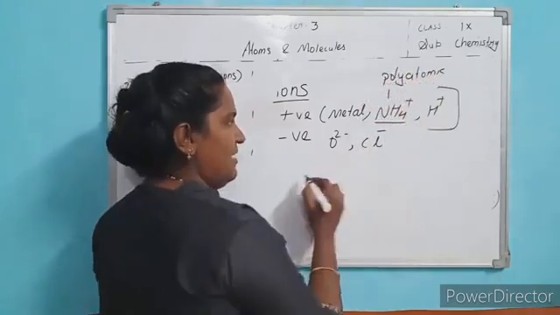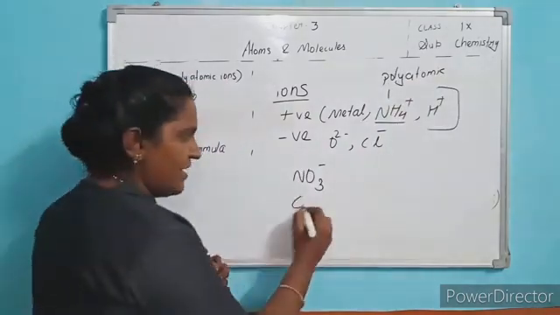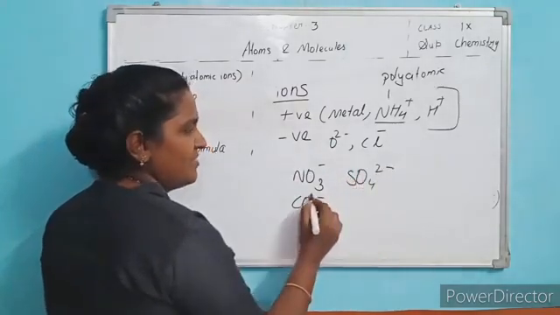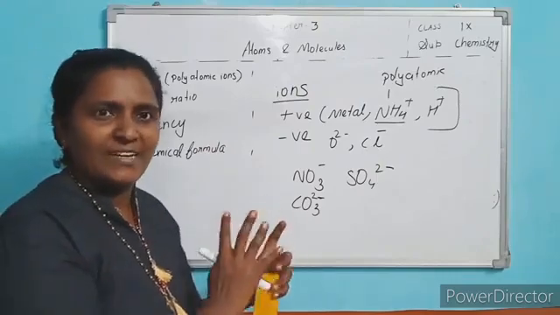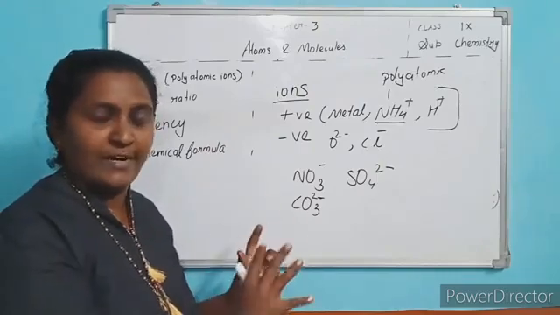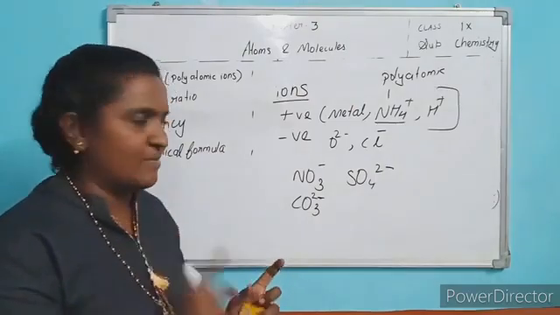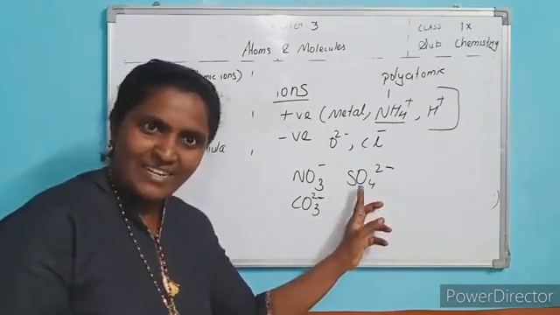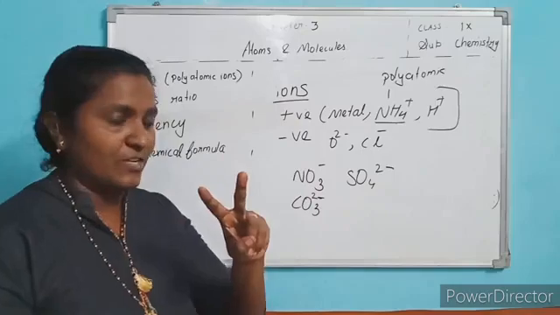One more example: nitrate, carbonate, sulfate, which gets 2 minus. These are polyatomic radicals or polyatomic ions. Why polyatomic? More than one kind of atom. In this sulfate, the sulfur element is there and the oxygen element is there. So more than one kind of element or atom, you can say.